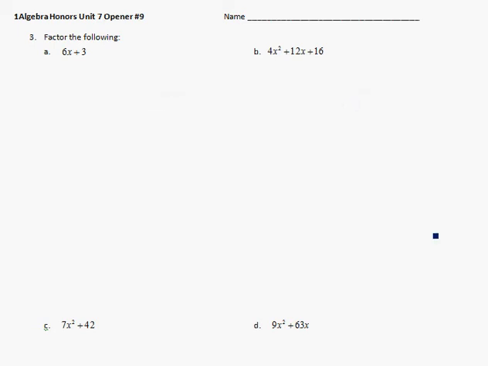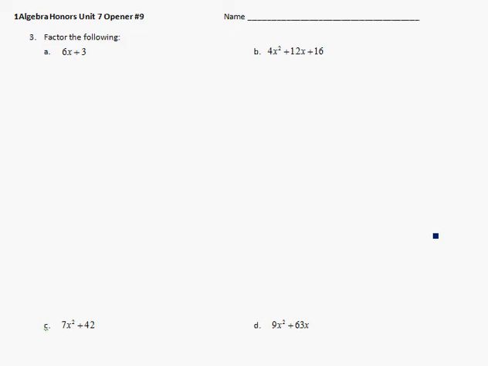Unit 7 opener number 9 focuses on factoring. There's a lot of different kinds of factoring, but the factoring that this opener requires is factoring out a greatest common factor. Factoring is taking an expression and breaking it up into two factors that multiply to give you the original expression that you started with.